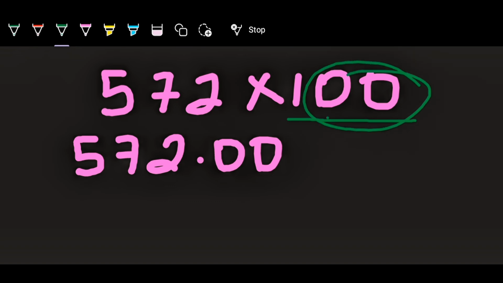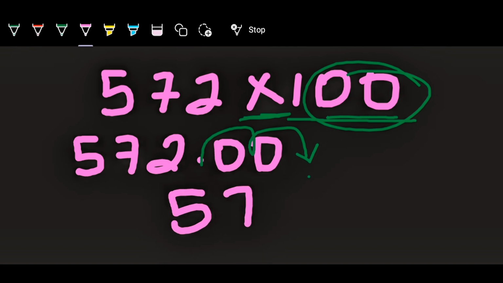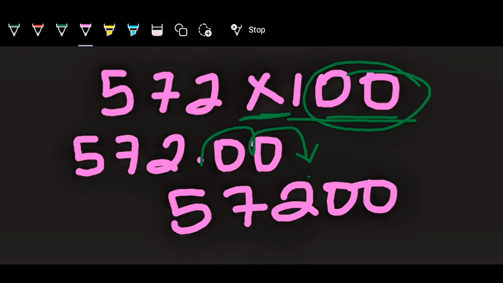So in this case, we have two zeros, and all we would have to do is move the decimal place two times, and we are multiplying, so we'll move the decimal place to the right. So we're moving two times to the right, 1, 2. And now our answer would be 57,200. That would be our answer. This is a comma here, not a full stop.